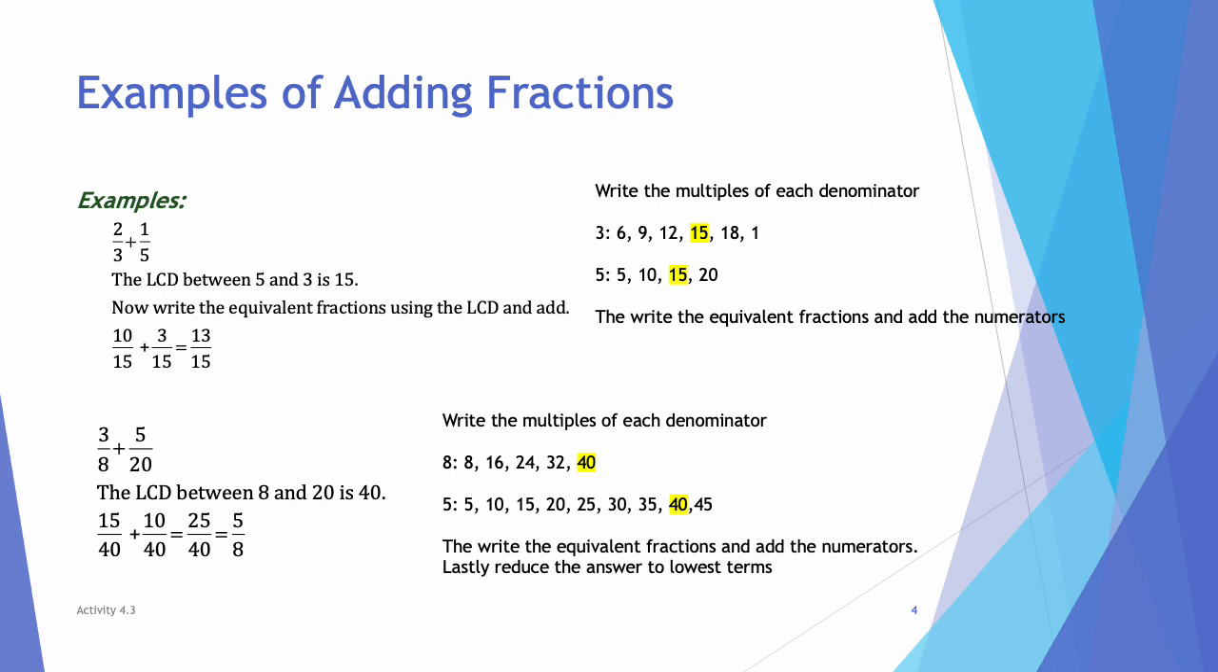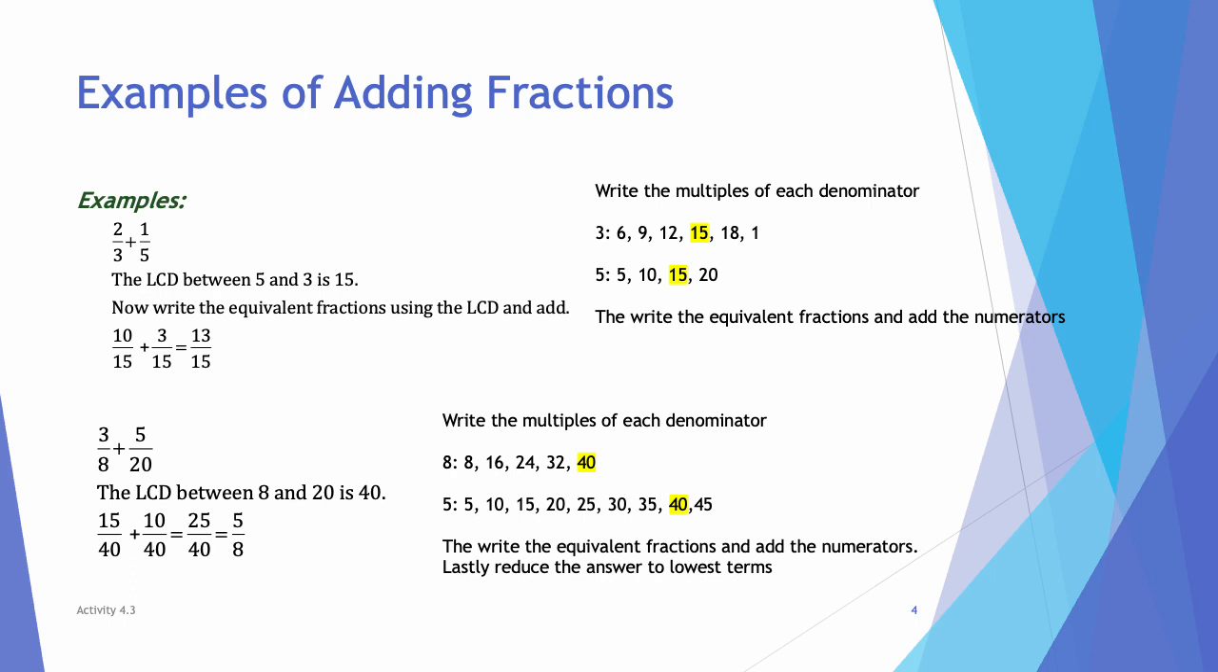In this example, we're adding 2/3 plus 1/5. I don't have a common denominator, so I would write out the multiples of 3 and the multiples of 5, and the lowest common denominator between them is 15. Now I write the equivalent fractions using the lowest common denominator and add. So I would have 10/15 plus 3/15 equals 13/15.